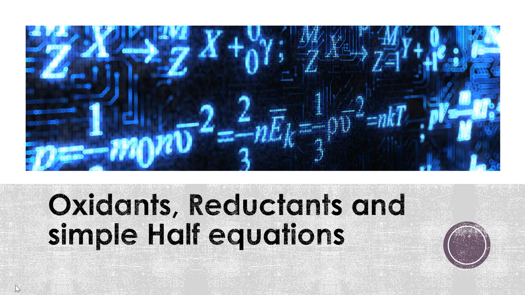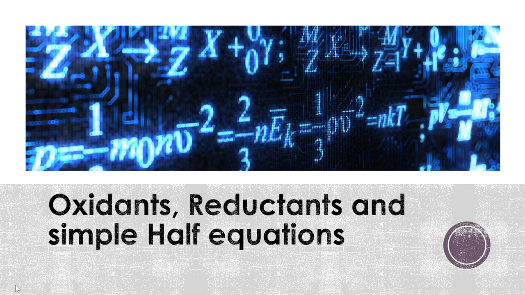And we're back. So we've talked about the background to redox reactions. Which ones are they? Combustion reactions, the formation of ionic compounds, those kinds of things. Now we're actually going to start getting into defining oxidants and reductants and looking at simple half equations.